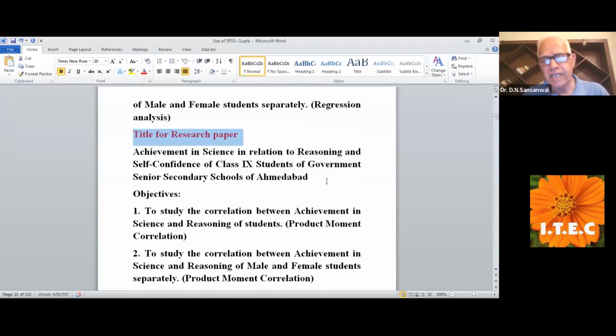Objective will remain the same, but the number of objective you can decide as I suggested you. If you are writing the paper for the first time, please do not write many objectives. Try to restrict yourself to the 2 objectives or only 1 objective. Because if you have large number of objectives, the paper length will increase and you may not be able to get it published.